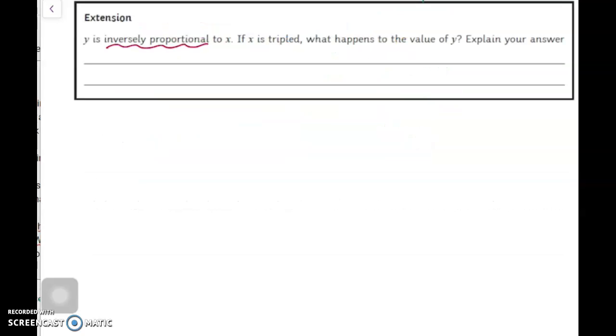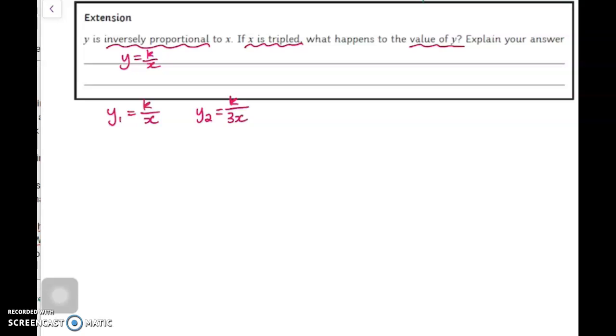The last question, we're told y is inversely proportional to x. And we're asked if x is tripled, what would happen to the value of y? Okay, so let's have a look at our first value of y. If y is equal to k over x, all right, that will be the case. Then our second value of y, when we triple the x, will be k over 3x.